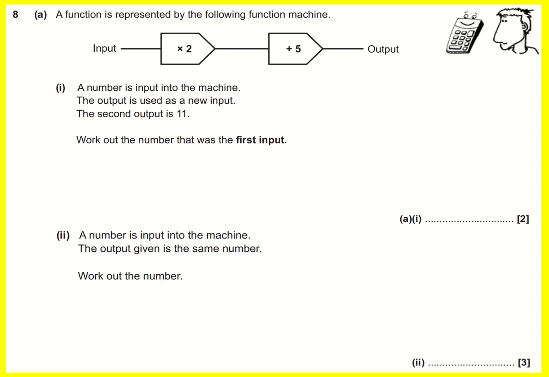Right, it is function machine time. Okay, and I think the key bit of this question is trying to figure out what it's actually talking about. A number's put into the machine, the output is used as a new input, the second output is 11. Work out the number that was the first input.